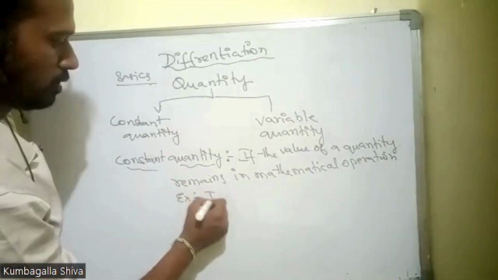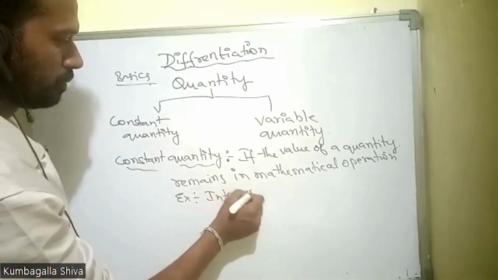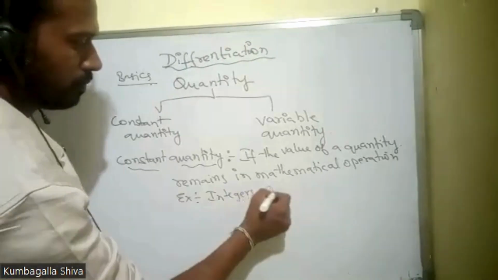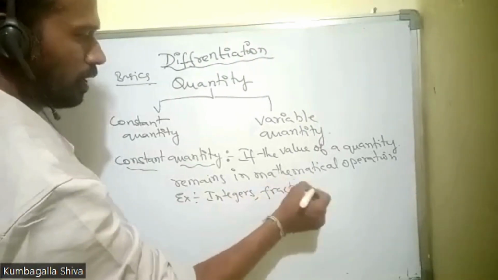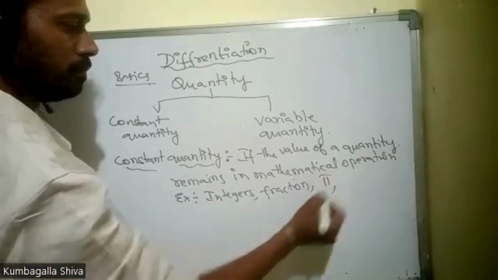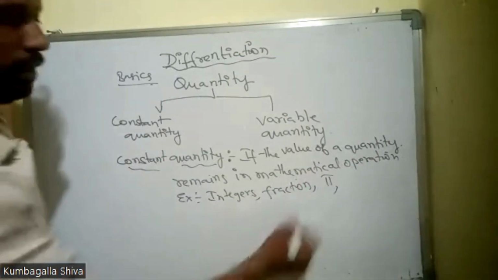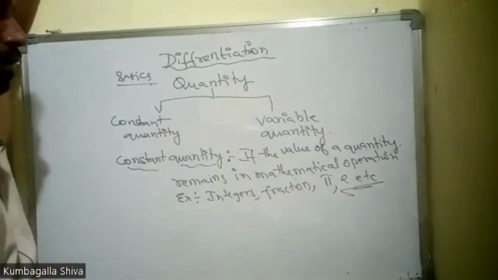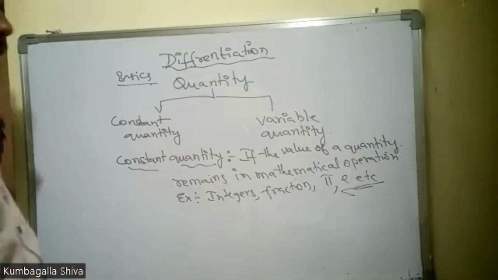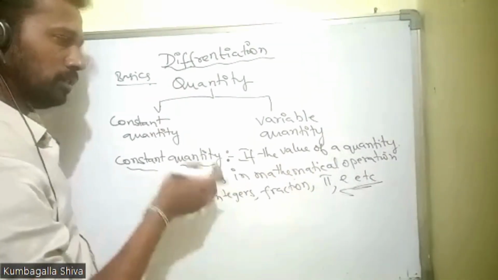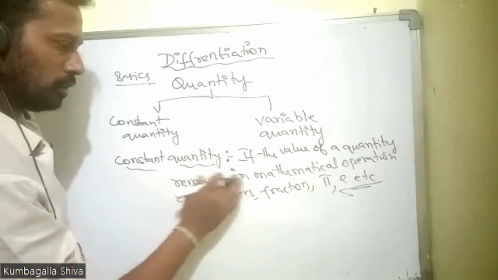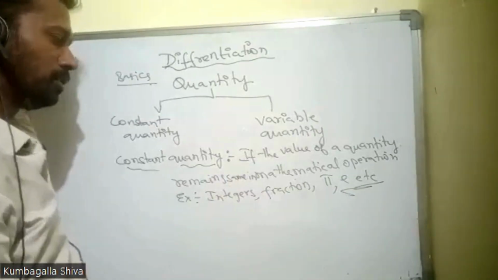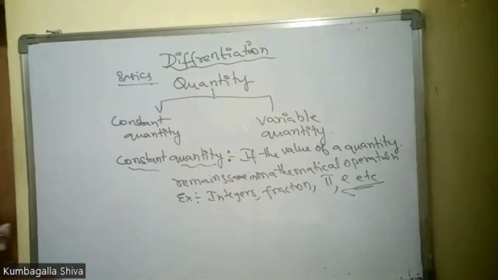integers, or we can say fractions, pi, e, etc. We call them the constant quantity. If the value of the quantity remains same in mathematical operation, we say it is a constant quantity.